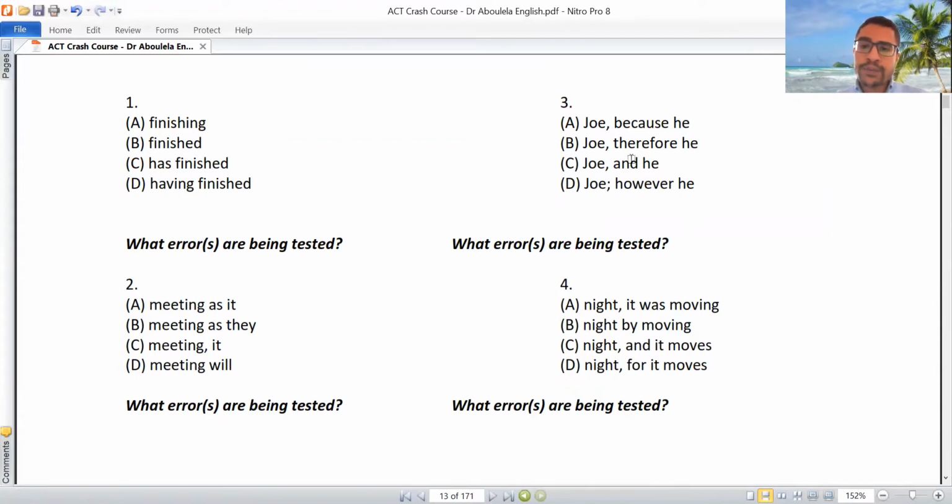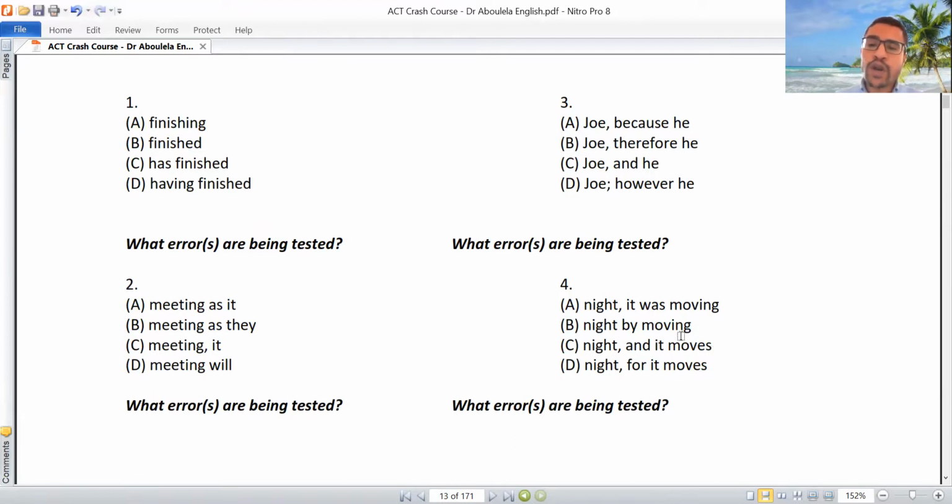In number 3, as you can see here, definitely testing punctuation because you have commas before because, therefore, and we know these commas are wrong, but also comma and would be fine. Semicolon, however, would be okay, but again, you still need a comma after however. So what's being tested here is both clauses and punctuation.